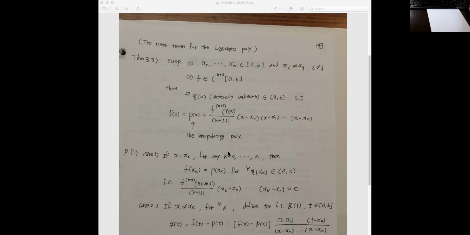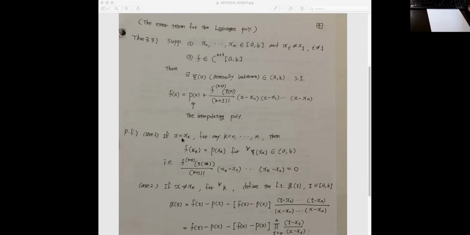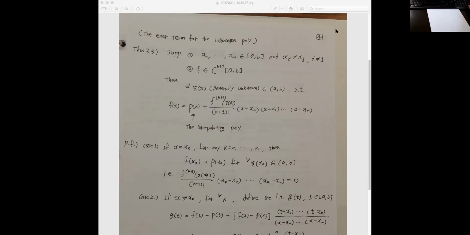So first, we can think about two cases. What if x is one of the nodes, and what if x is not one of those? If x is one of the nodes, say xk, the kth node, then f of xk equals p of xk. That's the interpolating property. So f of xk equals p of xk for any ξ(xk). You see that for any ξ, f of xk must be equal to p of xk.